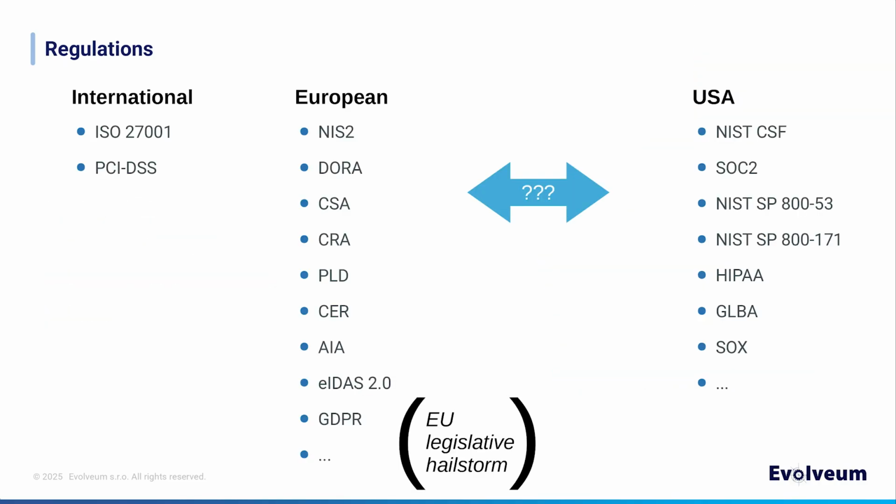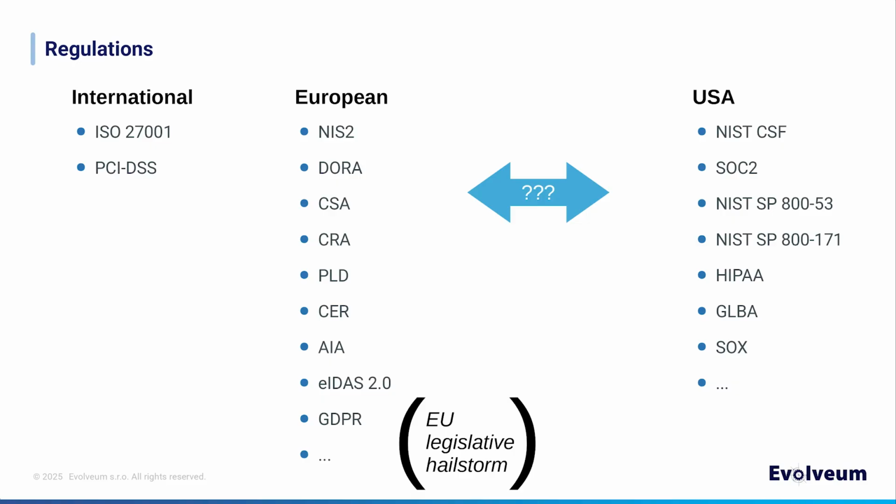Let's start with regulation and standards. The regulatory landscape is quite broad. There are a couple of international standards in this field, but especially the big states, the big nations are bringing their own regulations and standards to the field. Lately, especially the European Union went into something like a European legislative hailstorm, creating a lot of laws, regulations, and directives in such a fast sequence that even the member states of the European Union have trouble catching up.